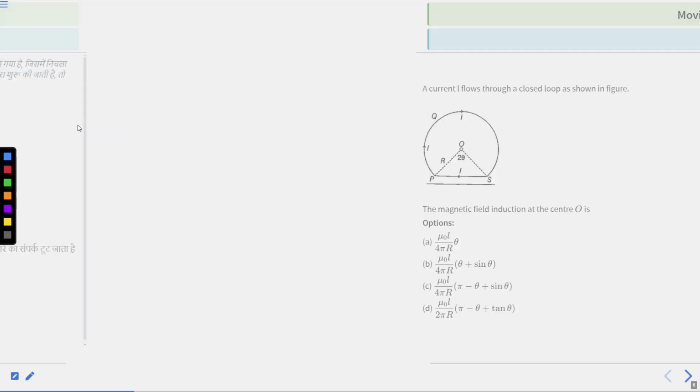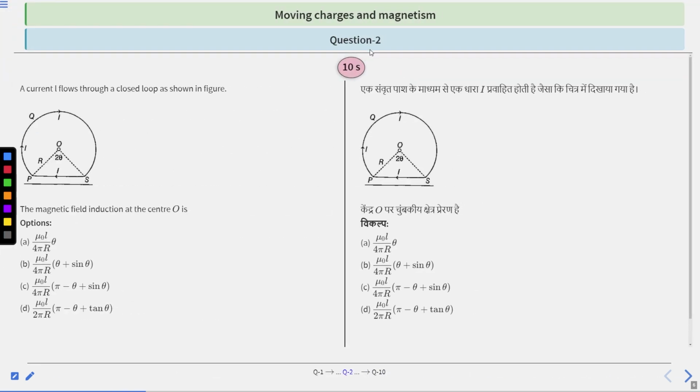Next question. Question second. A current I flows through a closed loop as shown in the figure. This is the figure and current I flows in this loop. The question asks for the magnetic field induction at the center O. So the question asks about the magnetic field induction at the center.